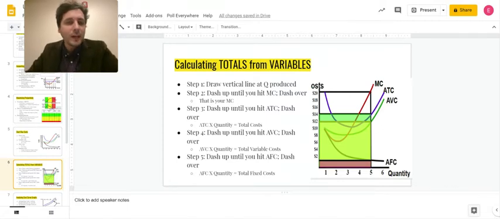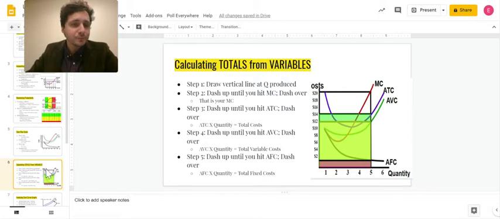Then finally, to find my total fixed cost, I dash up until I hit AFC. I dash over, my average fixed cost is going to be $2. My total fixed cost is going to be my $2 average fixed cost times my quantity, so 2 times 5, or 10. I can also find that same number by looking at the distance between my ATC and AVC curves. If I do the distance between them, it'll also be 2. All right, questions about that? Hopefully that makes some sense.